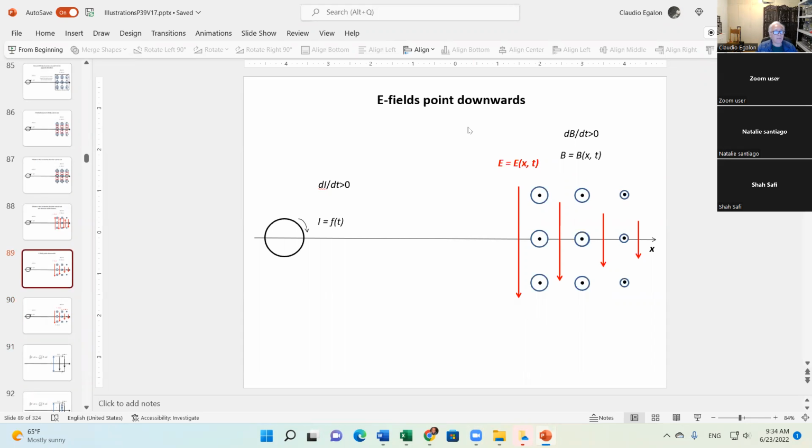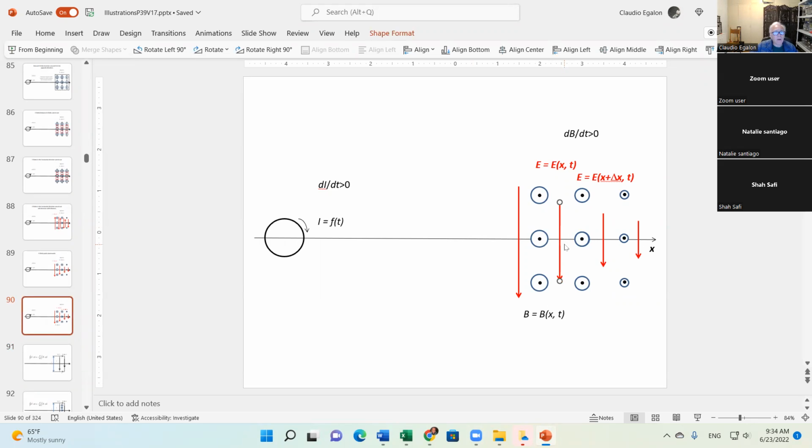What we have to do next is identify the electric fields. This electric field, I'm going to call it the electric field at position X, instant of time T. And this other one, I'm going to call the electric field at position X plus delta X at the same instant of time T. We're going to use that in one of the equations.